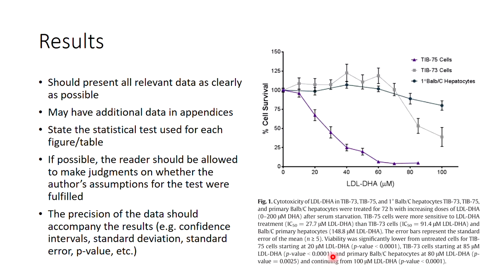And then they also have the p-values, and the bars represent the standard error of the mean. And if possible, the reader should be allowed to make judgments on whether the author's assumptions for the test were fulfilled. And the test should show the precision of the data. So often these bars will represent the confidence interval, the standard deviation, or the standard error. Sometimes there will be little stars showing where statistical significance was reached, and the number of stars will represent different p-value levels, usually 1 star is 0.05, 4 stars is less than 0.0001. This one doesn't have stars because there would have been way too many stars.